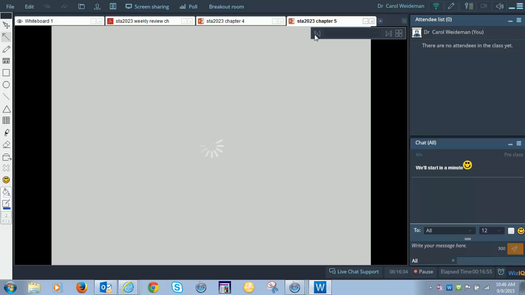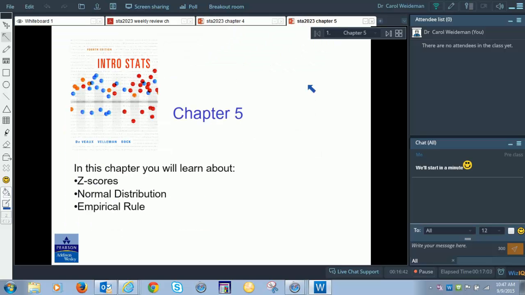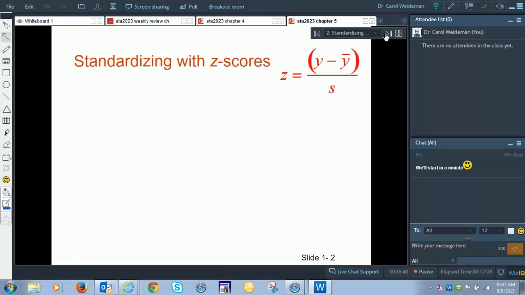Okay, I'm going to move over now to chapter 5. And we're going to take a look at, we're going to learn about the normal distribution, z-scores, and the empirical rule.